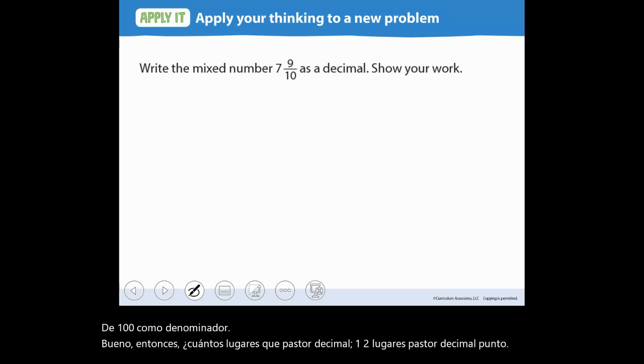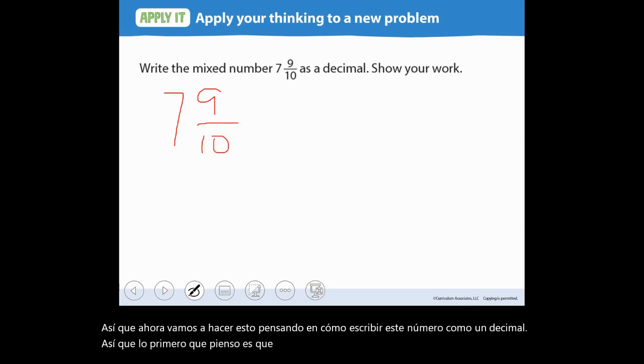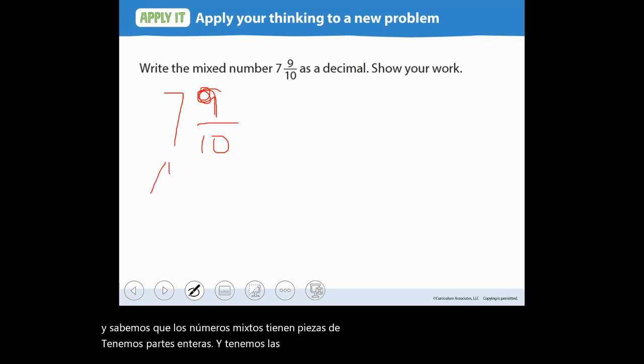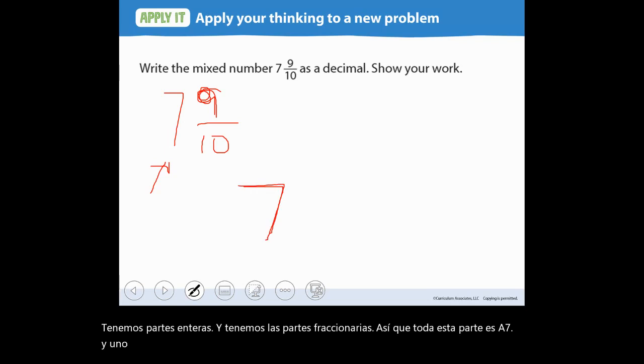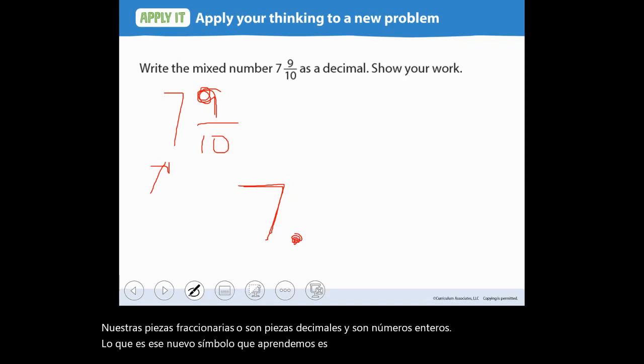So now we're going to do this one, thinking about how to write this number as a decimal. The first thing I'm thinking is this is a special one because it's a mixed number, and we know that mixed numbers have whole parts and fractional parts. So this whole part is a 7. And what is going to go between our whole number and our decimal pieces? What's that new symbol we learned? It's our decimal point. So that's going to go right here.